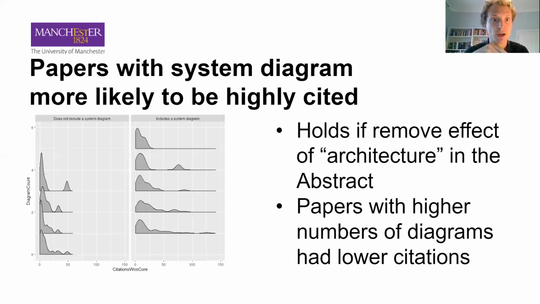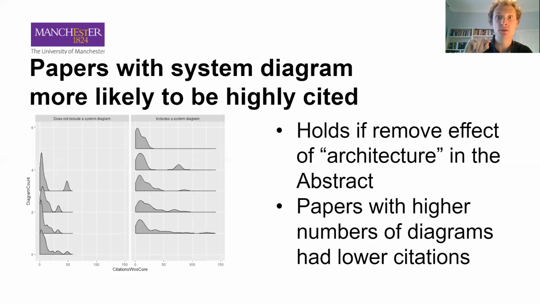Whereas if they're not including a system diagram, then they're firstly more likely to have a lower number of diagrams, which makes sense, but they're much more likely to be very lowly cited. And so I was interested in whether that was about the content of the paper or about something to do with communication through diagrams. And so I was looking at whether we could strip out the effect of whether it was a systems architecture contribution or not. And we found that papers with system diagrams were more likely to be highly cited, even when removing the effect of that.